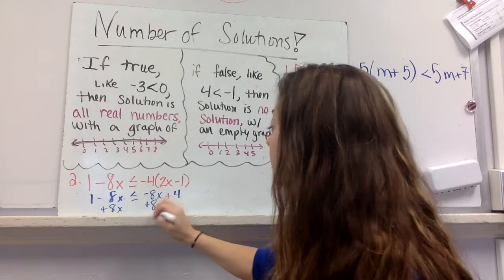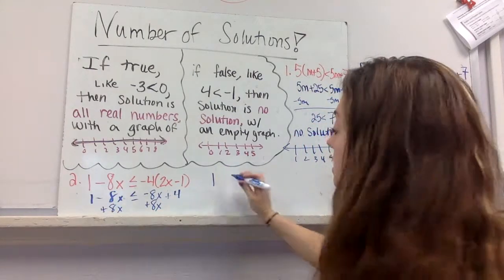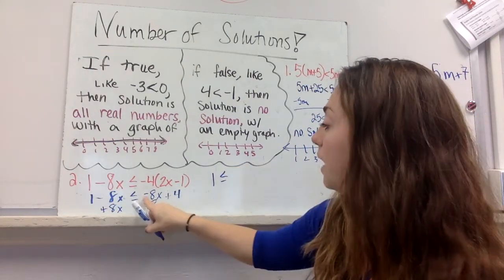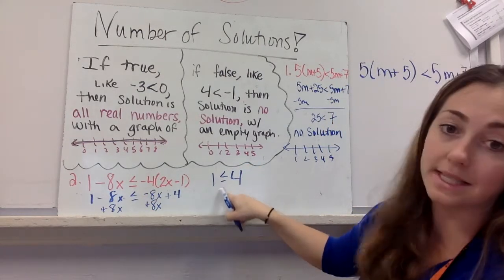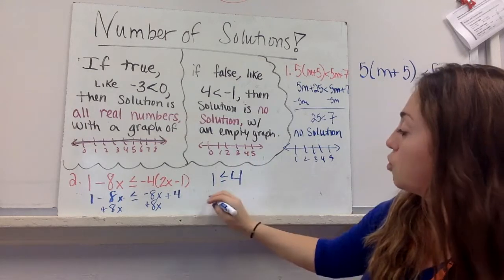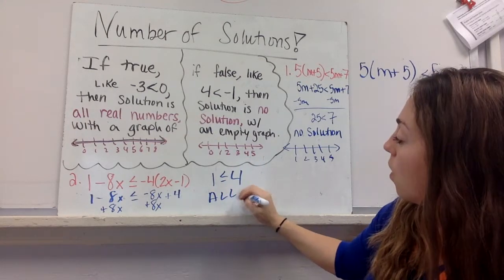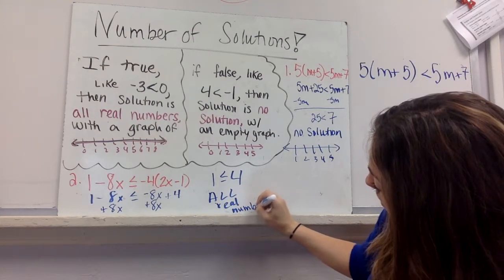Let's see what happens. I then have 1, -8x plus 8x is 0. Less than or equal, -8x plus 8x is 0, plus 4 is 4. Is 1 less than or equal to 4? It's less than, so it's true. So my answer is all real numbers.